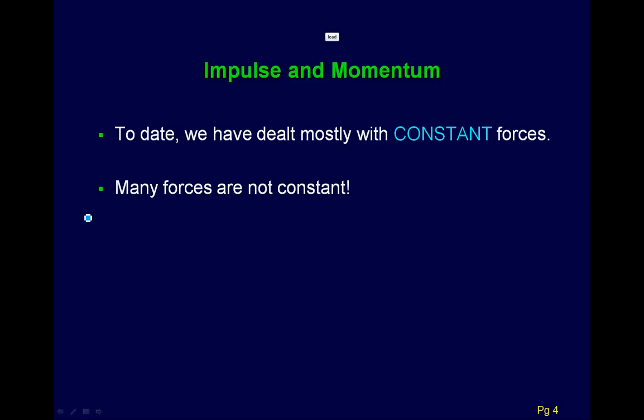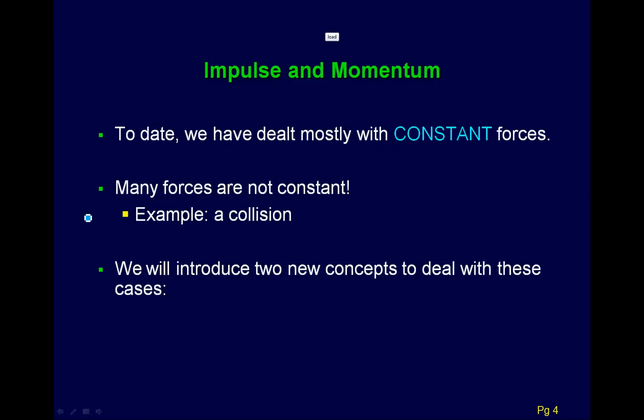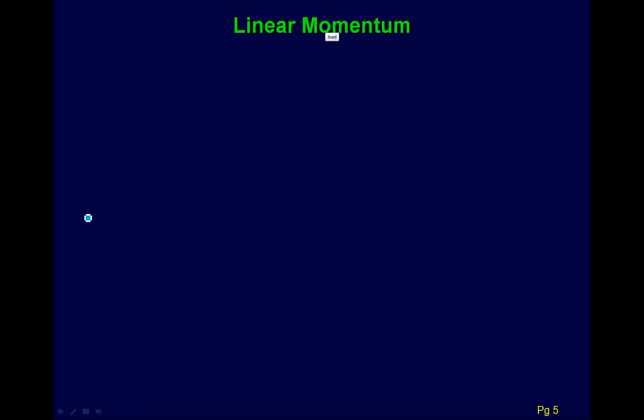And the first we're going to look at is impulse and momentum. So many forces are not constant. For example, a collision. In a collision between two objects, the force is generally not constant. And so right now we're going to look at two different concepts, impulse and then the conservation of linear momentum.